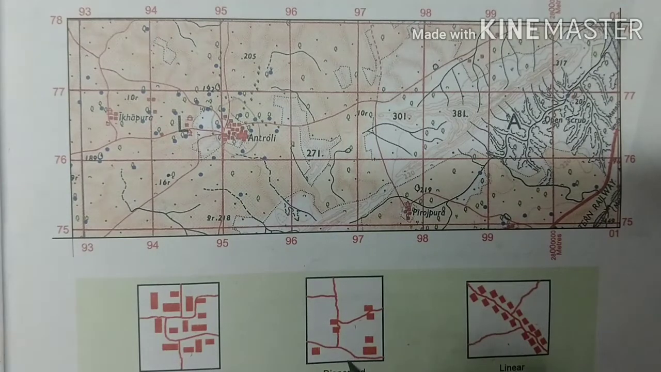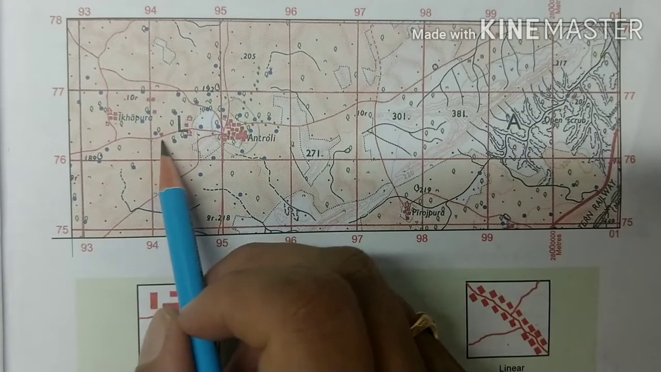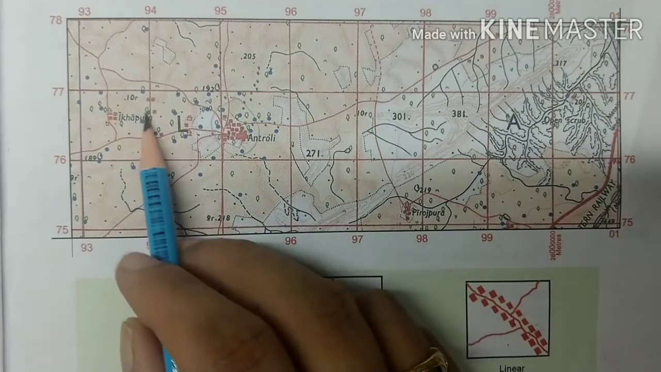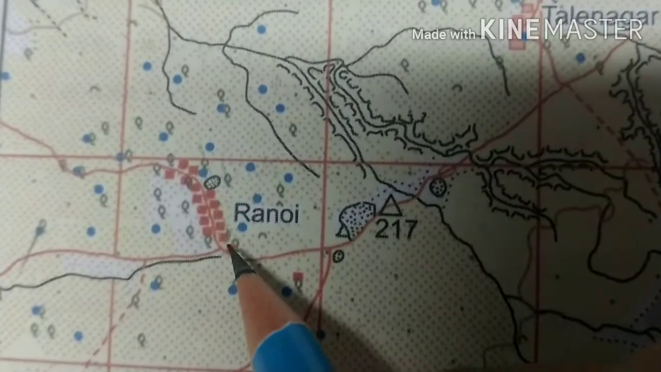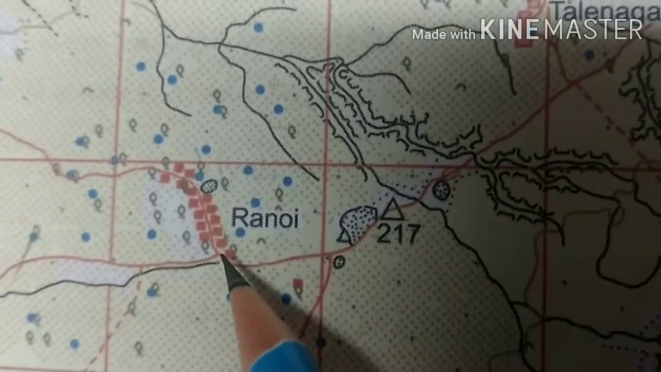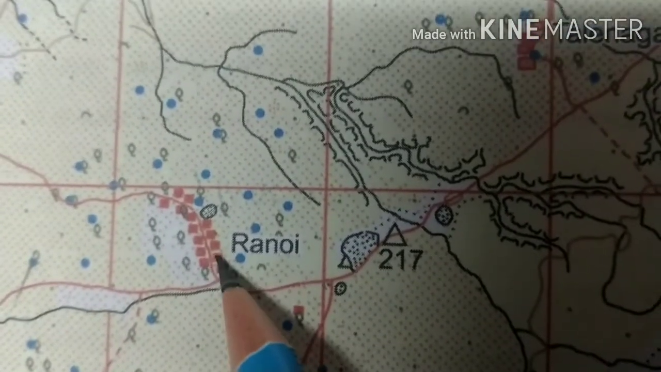And dispersed settlement means when the houses are very far from each other. You can see these settlements are far away, so this type of settlement is called the dispersed settlement. Now the linear settlement, as you can see, the houses are on both sides in a line. So this is called the linear settlement.